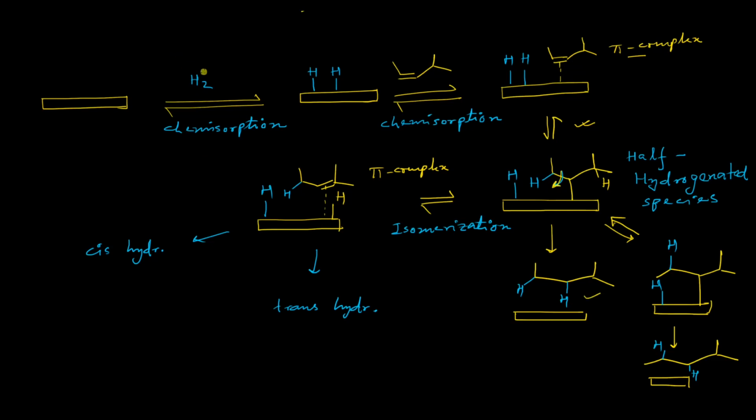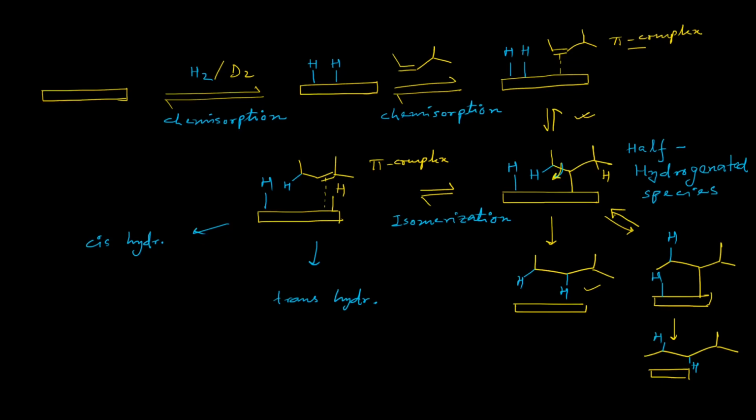But if you are deuterating this particular species, then there will be a severe problem, because in this deuteration process, you will get a mixture of products where the deuterium will be distributed over several carbon atoms, right? And this type of problem is associated with palladium catalysis mainly. In case of platinum catalysis, the isomerization is very less and you will get the desired product.